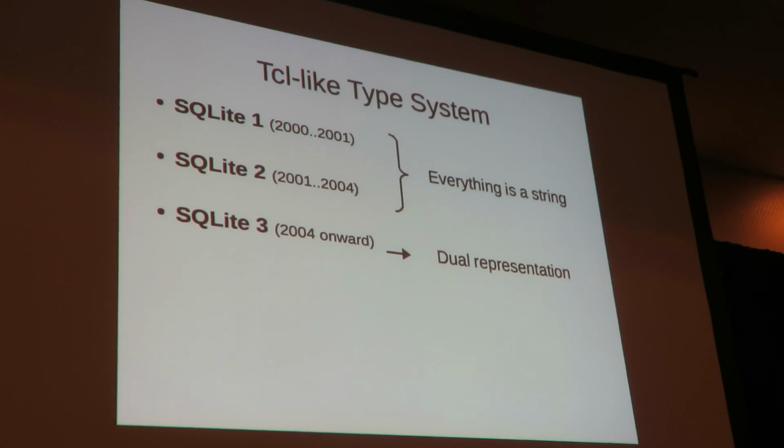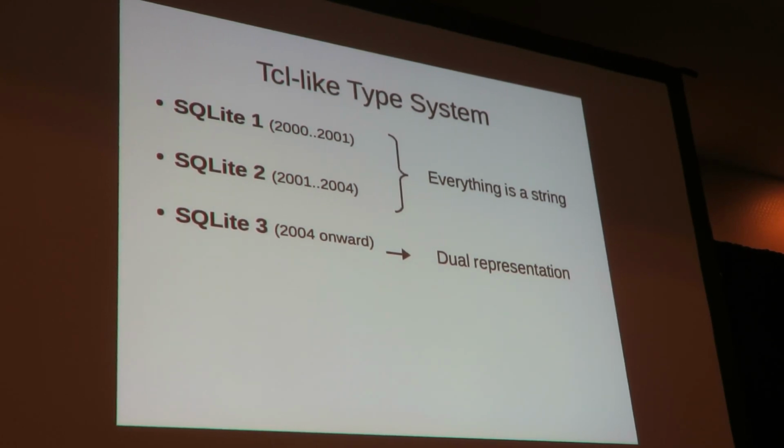SQLite is also very close to Tcl in that it has an unusual type system. Basically, in SQLite 1 and SQLite 2, everything was a string. Does that sound familiar to anybody? Yeah. And then with SQLite 3, we needed binaries, so internally, everything is kind of a dual representation, kind of like a Tcl object.